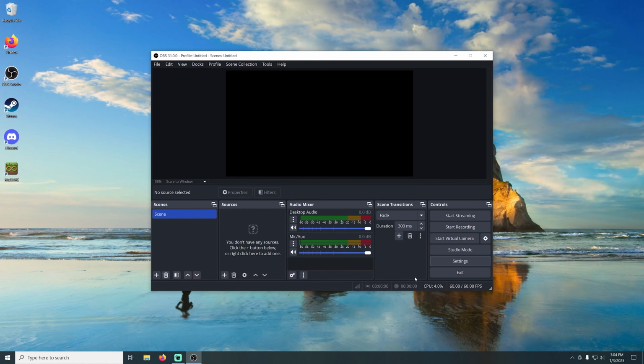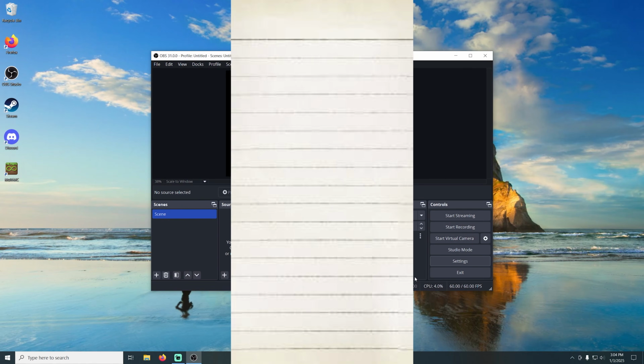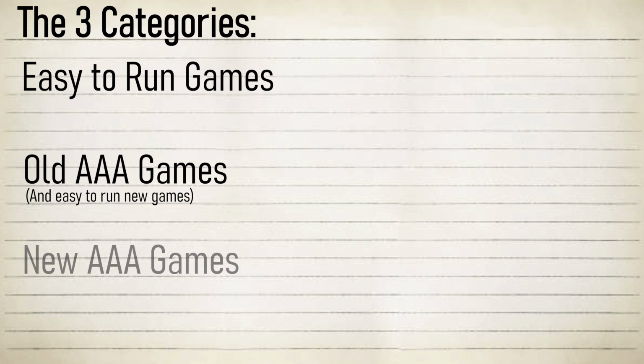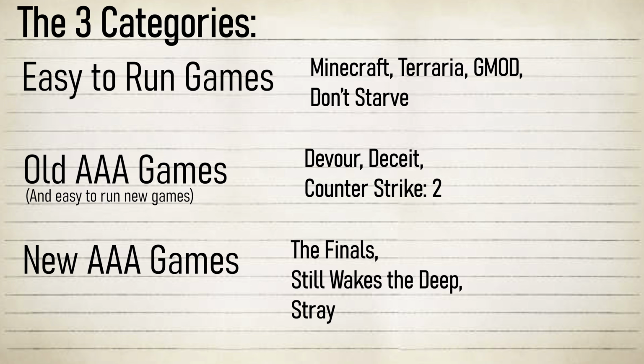Now, let's move on to some examples with real-world games. We will separate this into 3 categories: easy-to-run games, old AAA games, and new AAA games, with each having a few entries to show how the example system performs. Let's first start with some older but still popular games.